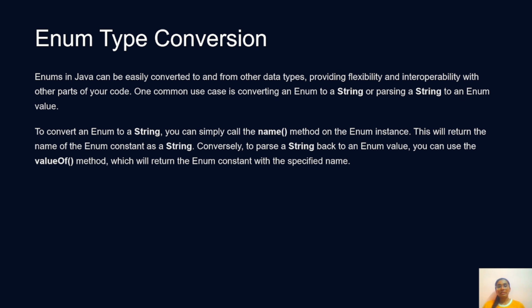One common case is converting an enum to a string or a string to an enum value. To convert an enum to a string, you can simply call the name method on the enum instance. This will return the name of the enum constant as a string. Conversely, to convert a string back to the enum value, you can use the valueOf method, which will return the enum constant with the specified name.